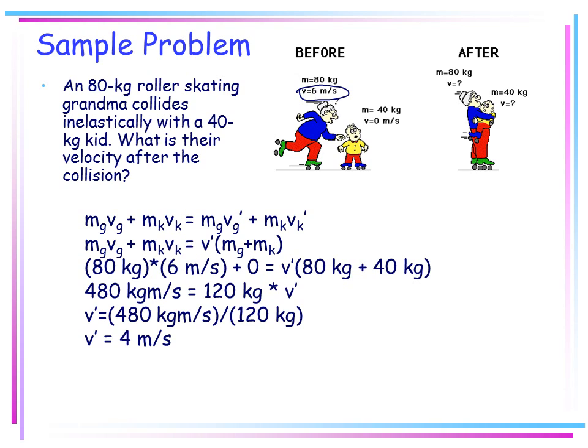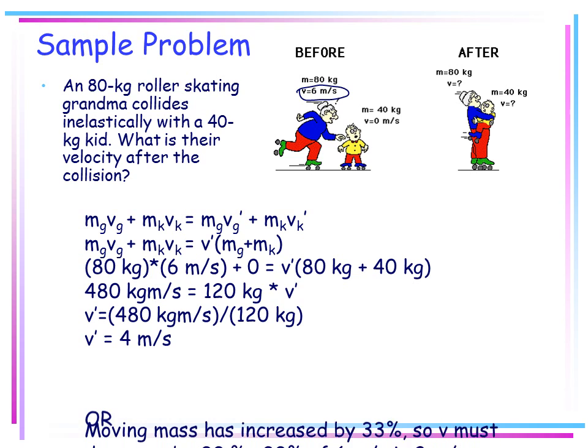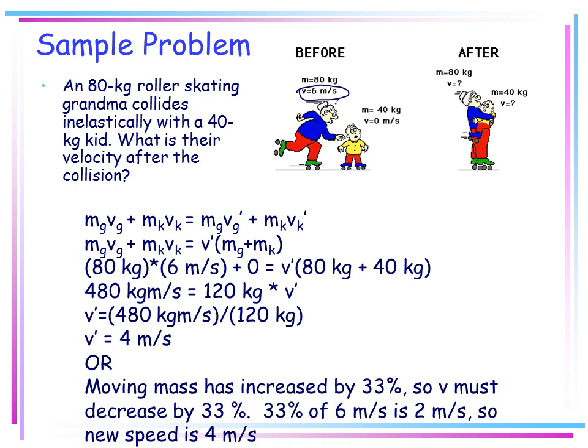Now there's another way to think about this, and if you follow along, this is great. If not, don't worry about it. But look at the system as a whole, and I'll show you this approach in the next two problems. This is a great approach for perfectly inelastic collisions. The system as a whole has 120 kilograms of mass. So the moving mass after the collision increases from 80 kilograms to 120 kilograms. I'm just taking grandma moving at 80 kilograms beforehand, and afterwards grandma and kid is 120 kilograms.